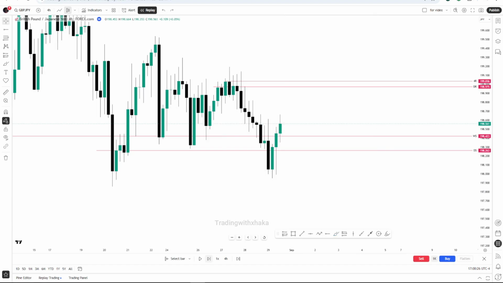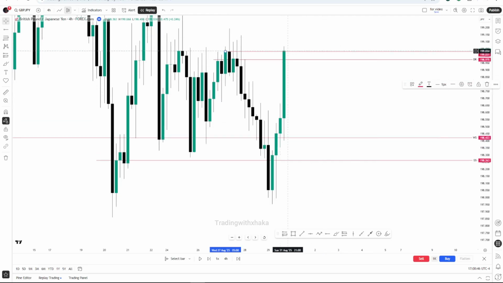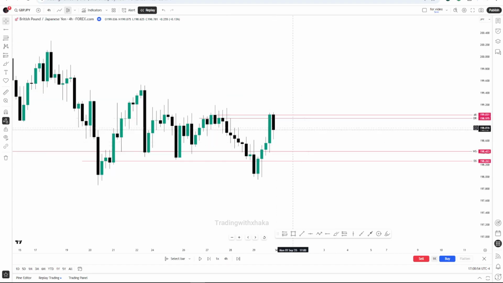This is the first candle. You can see clearly price pushed through. It was now on this 4-hour resistance and daily resistance. So let's see what will happen. If you can mark this well, you can see that this candle closed above this resistance, right? So the next candle comes back inside the zone. Pay attention. This is very logical.